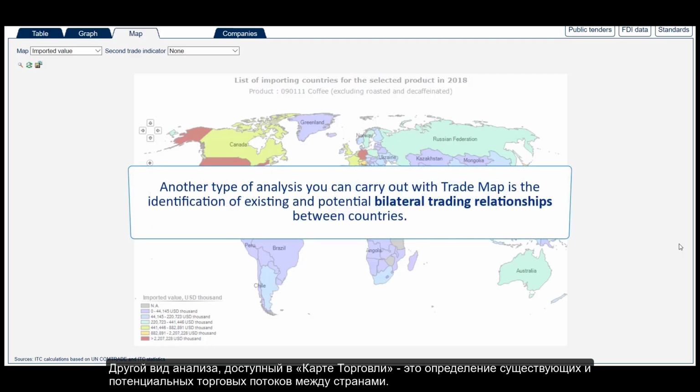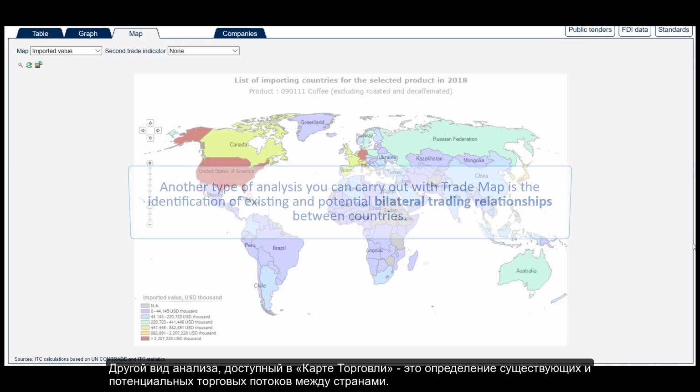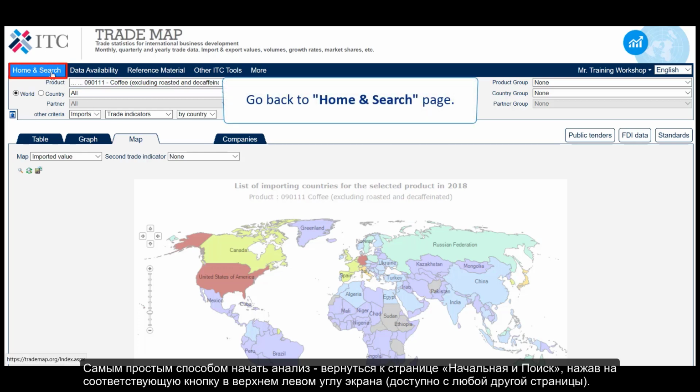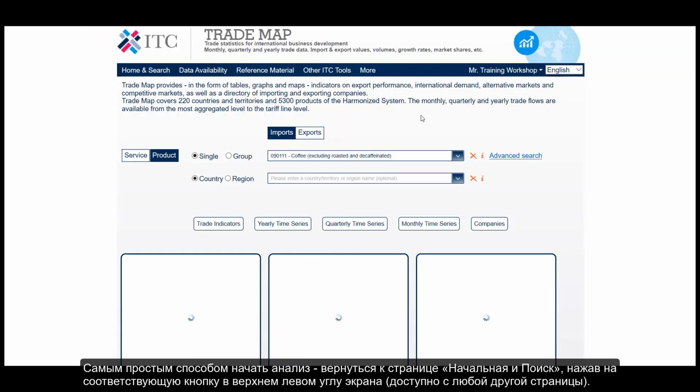Another type of analysis you can carry out with TradeMap is the identification of existing and potential bilateral trading relationships between countries. To do so, the easiest way is to go back to the Home and Search page by clicking on the button in the upper left-hand corner of the screen to come back from any other screen.